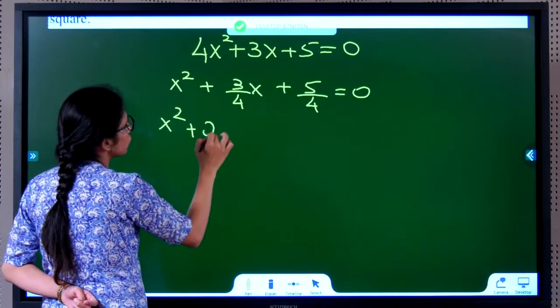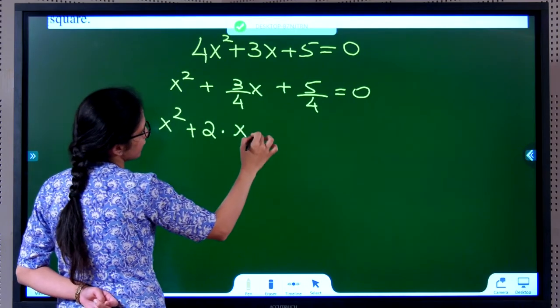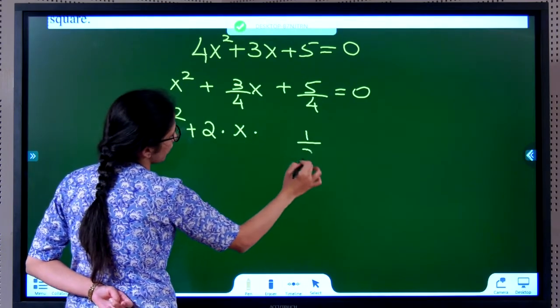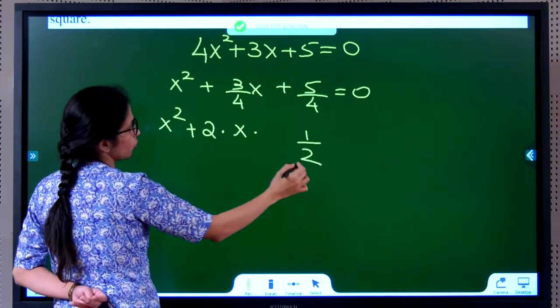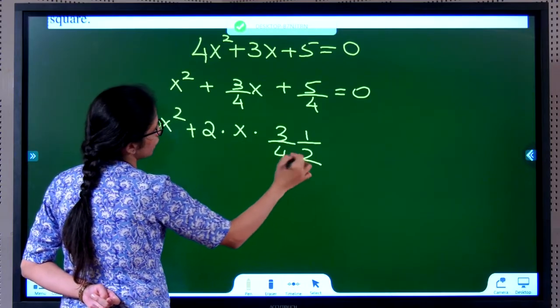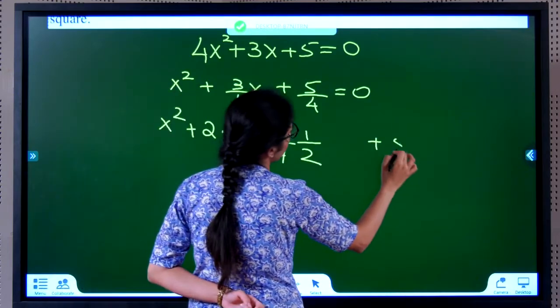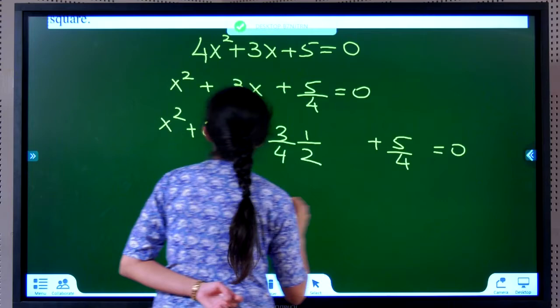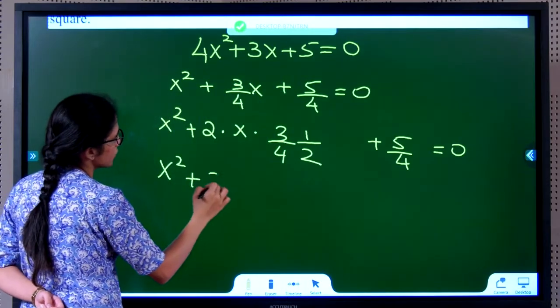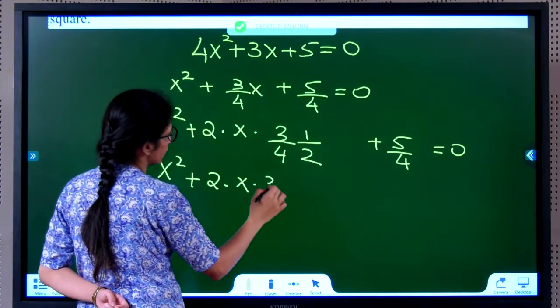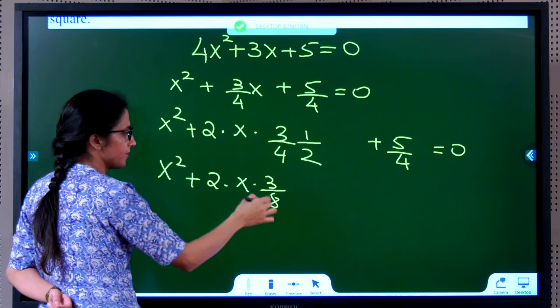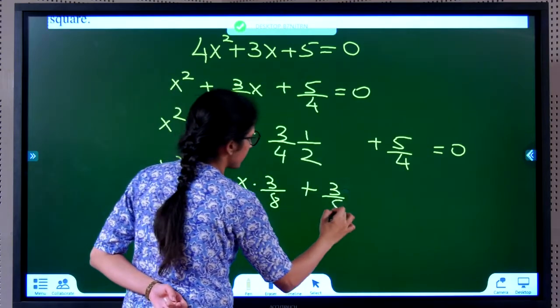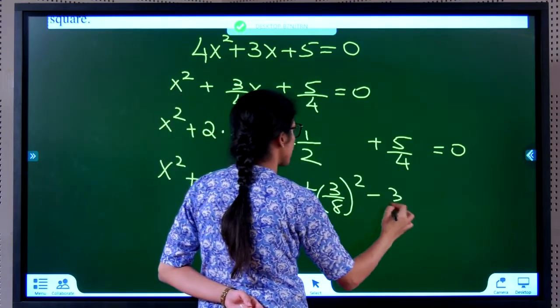x square plus 2 into, a is nothing but x given here. You multiplied with 2, so put another 2 here, 1 by 2, 2 will get cancelled. 3 by 4 is the extra thing here, keep it as is. Plus 5 by 4 is outside. So x square plus 2 into x into 3 by 8, that's your 2ab. b is 3 by 8. So create a b square and remove the b square in the same step.